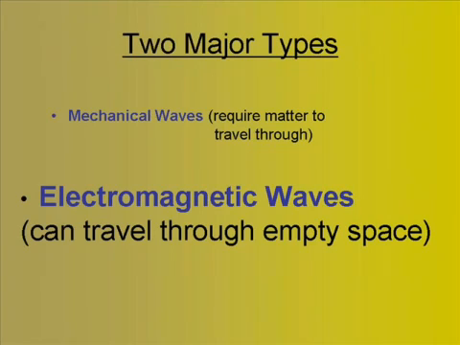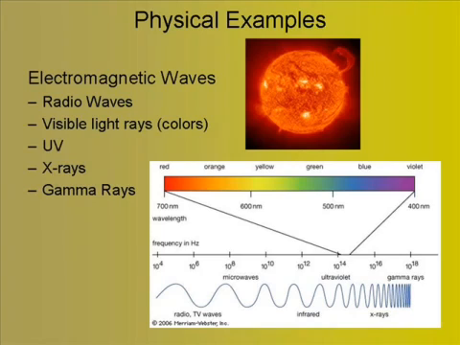Electromagnetic waves. This type of wave can travel right through empty space. You may not have realized it, but every time you are looking at something, you are being bombarded with electromagnetic waves. In fact, it's electromagnetic waves that are responsible for you being able to see different colors.